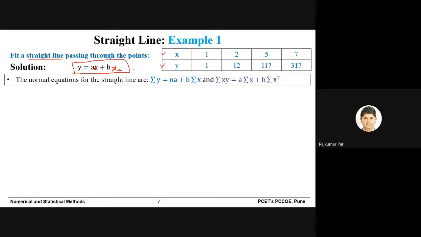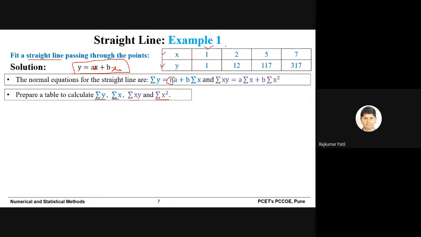Then when there is a straight line, these are the two normal equations. Summation y is equal to na plus b summation x, and summation xy is equal to a summation x plus b summation x square. So two unknowns, two normal equations. Then in order to calculate the unknowns, that is summation y, summation x, summation xy and summation x square, we need to prepare a table. And one more unknown is there, that is n. So n means total number of data points.